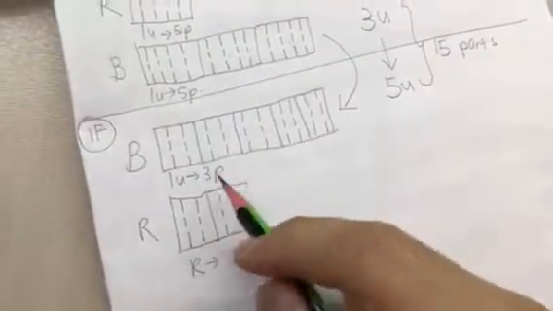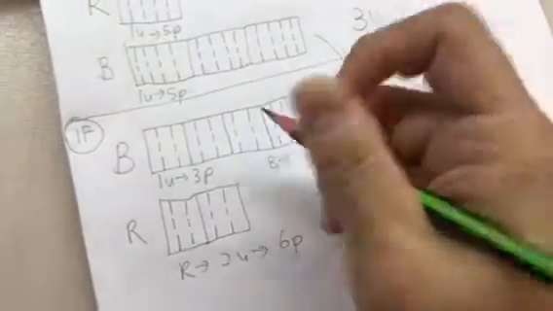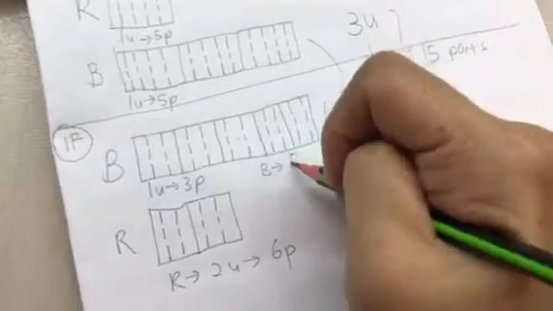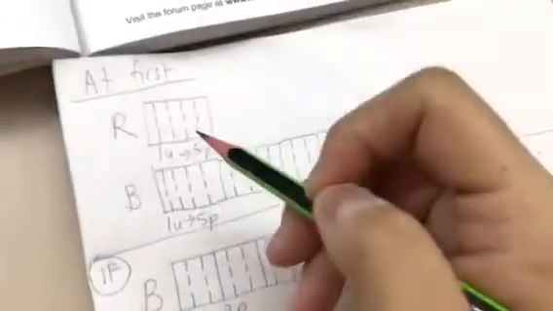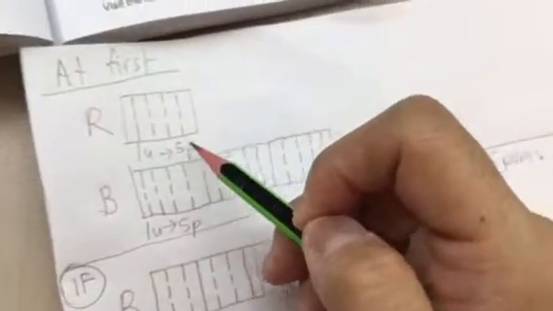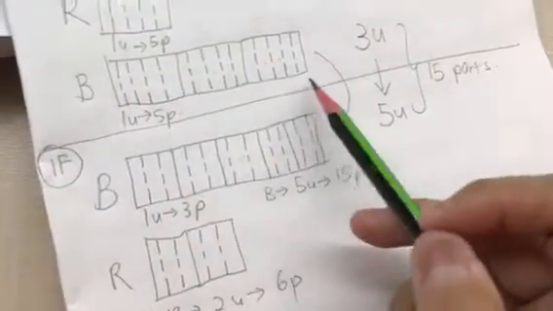6 parts for if. Okay, then this one, the blue will be 1U is 3 parts, right? So blue actually is 1, 2, 3, 4, 5, 5U, which is also 15 parts. Look at this one. At first, your red is 1U, right? 1U has 5 parts.